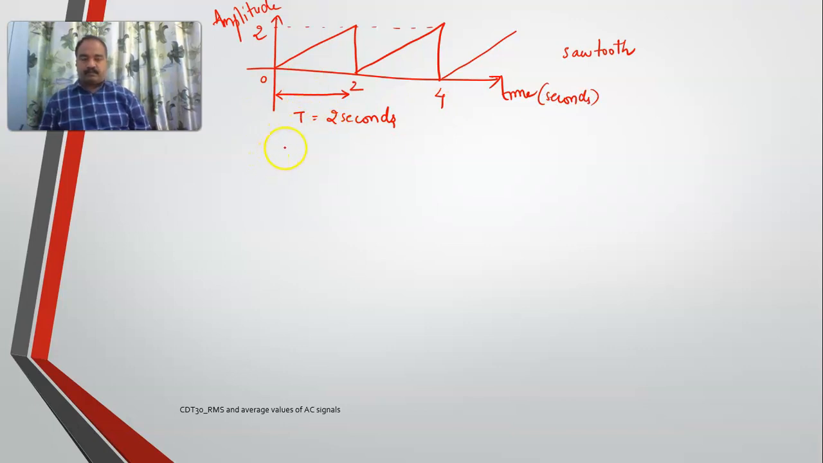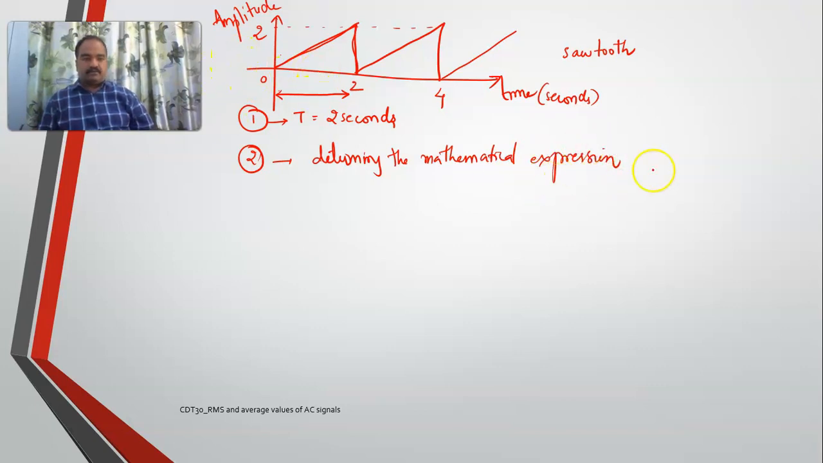Now, during this one complete cycle, if you carefully observe what pattern it is following: it is following a straight line, and after that it is coming back to 0. Again it takes a straight line, again getting back to 0. So the first step is determining the time period. The second step is determining the mathematical expression. This is most important. Before that, how many parts are there? There is only one part.